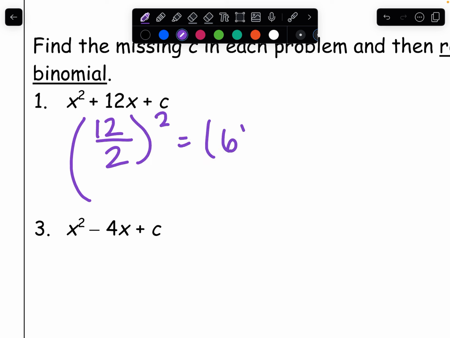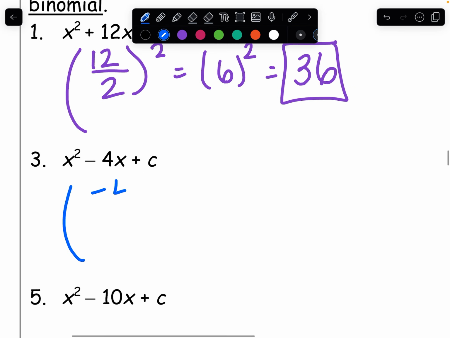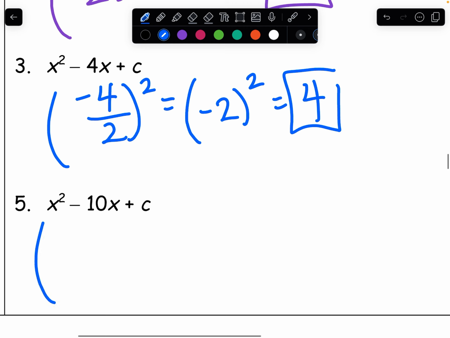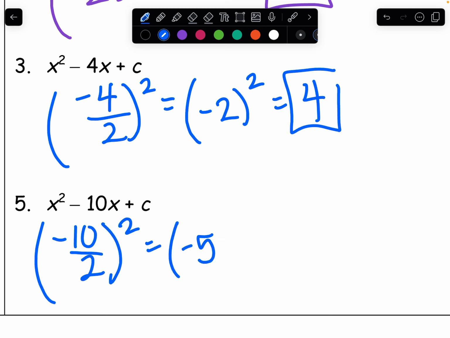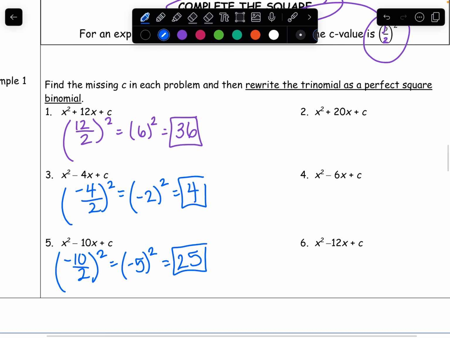Now I like to tell people to show all the work because it will help with seeing the pattern. So we get 36. Then with our next piece, we get negative 4 divided by 2, square it, which is negative 2 squared, which is positive 4. We then have negative 10 divided by 2 squared, which is negative 5 squared, which is positive 25. So those are our odds. I want you to try the evens on your own.